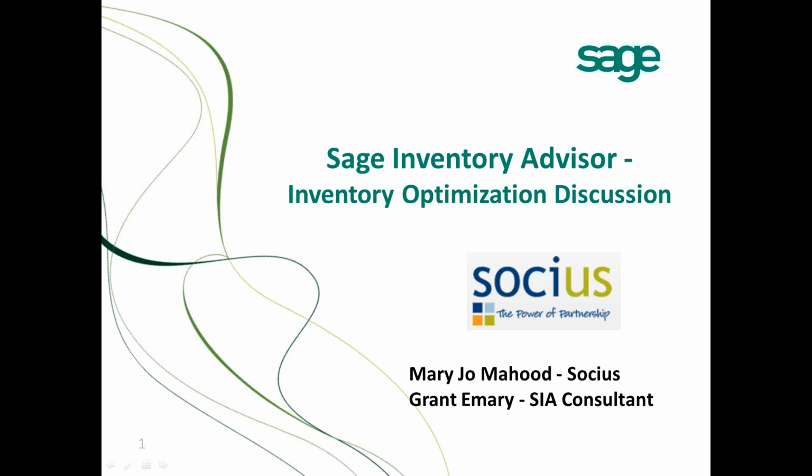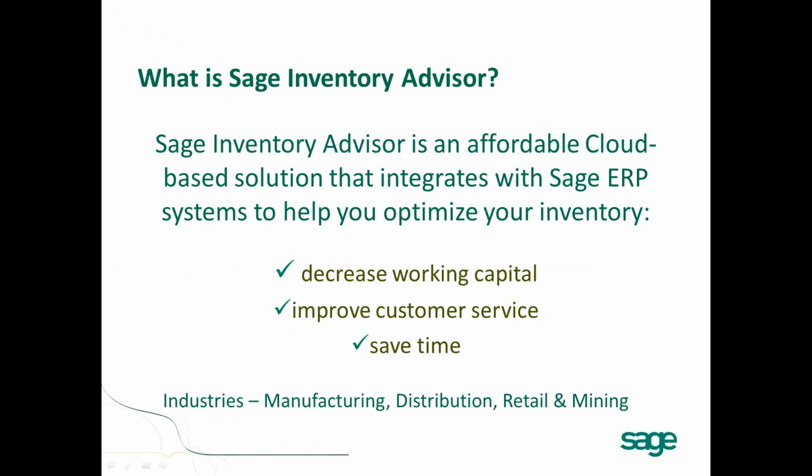Okay, so let's get started with some of the slides. As I mentioned, there's just about 4 or 5 of them. So what is Sage Inventory Advisor? It's an affordable cloud-based solution that will integrate with your Sage ERP, and that will be Sage 100, Sage 300, Sage 500, and X3. To help you optimize your inventory in the following 3 ways.